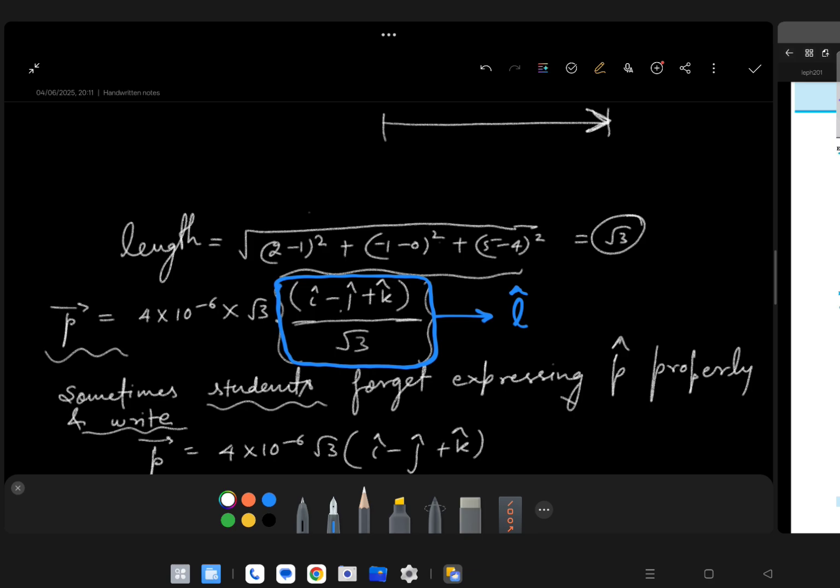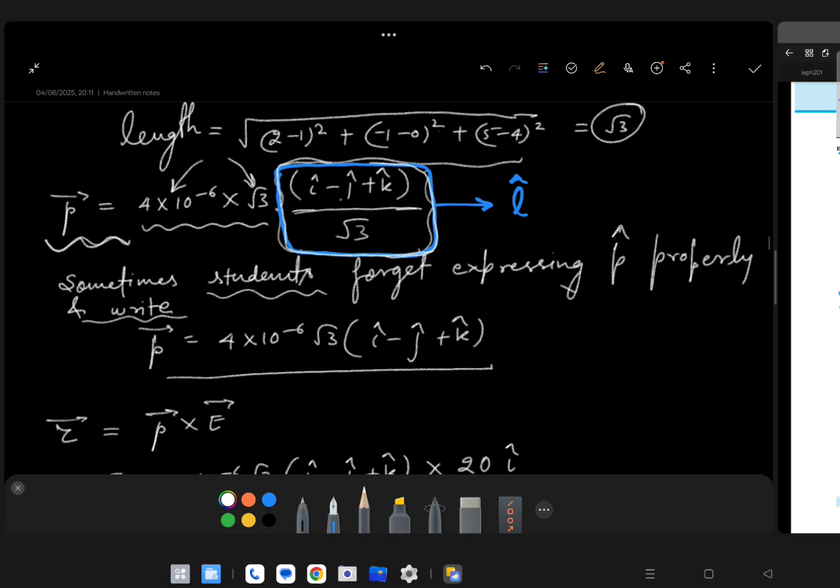All right. So vector P you can also write as vector P equals the magnitude of the charge, the length of the vector, and its direction, that is given as unit vector L. So see what happens. Sometimes students forget to express this electric dipole properly. If they do not express it properly, they will make some mistakes, and we will talk about those mistakes here.